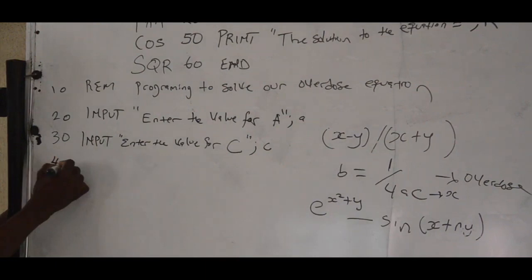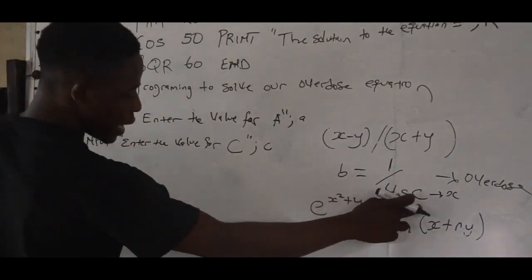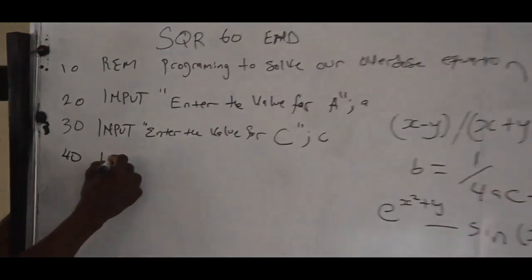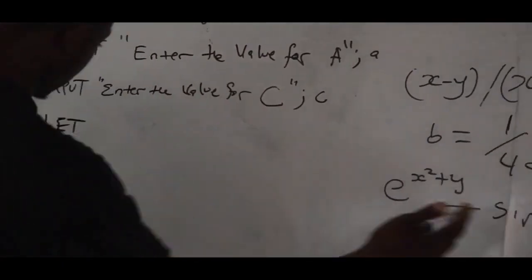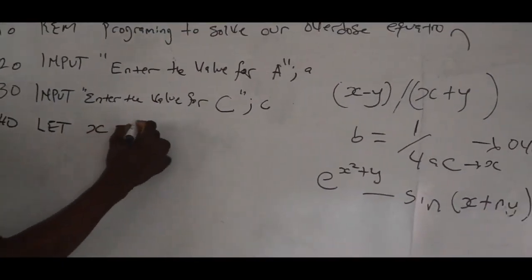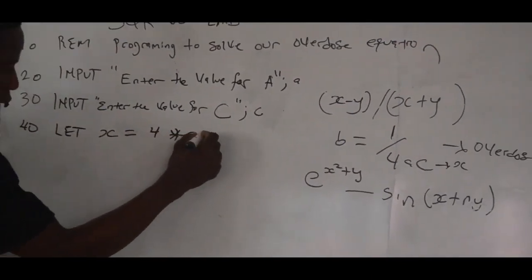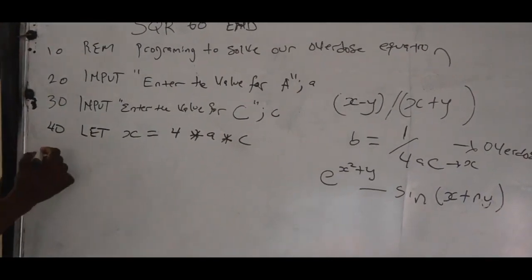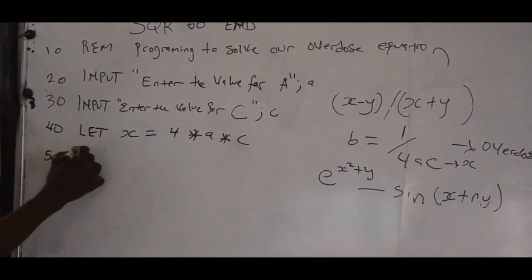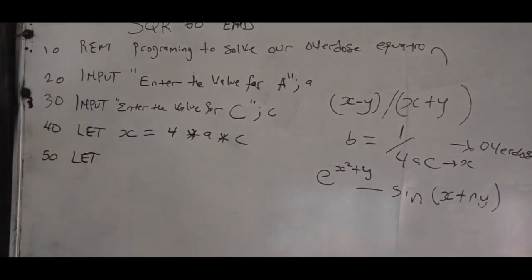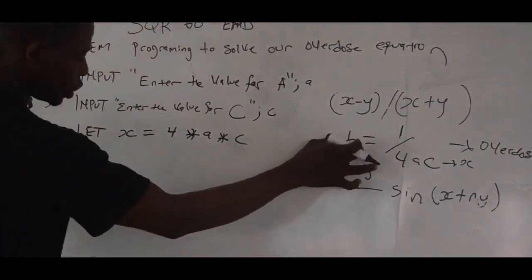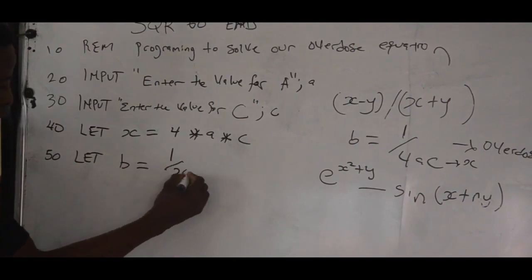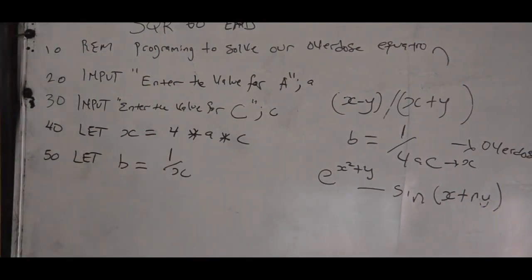So now moving to line 40, we want to solve for A and C. So we now say let what? We said we are going to represent it with x. Let x equal to 4 multiplied by A multiplied by C. So moving on, we now say 50. Now we are bringing our normal equation, which is let B equal 1 over x. See? So there's no magic in here.